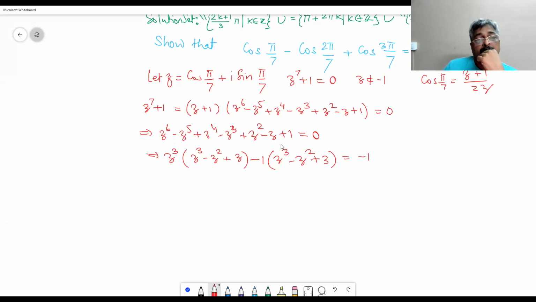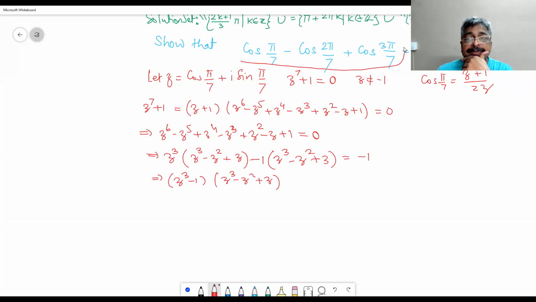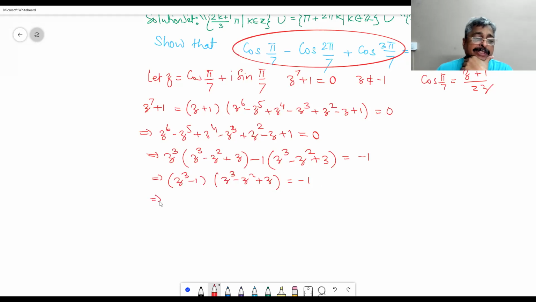Is this correct? Which is equal to z raised to 3 minus 1 into z cube minus z square plus z. Now, why I am interested in this factor is because the real part of the bracket looks like this. So I am interested in this. And therefore I took out z cube minus 1 common, and then it is equal to minus 1. That makes z cube minus z square plus z is equal to 1 upon 1 minus z cube.